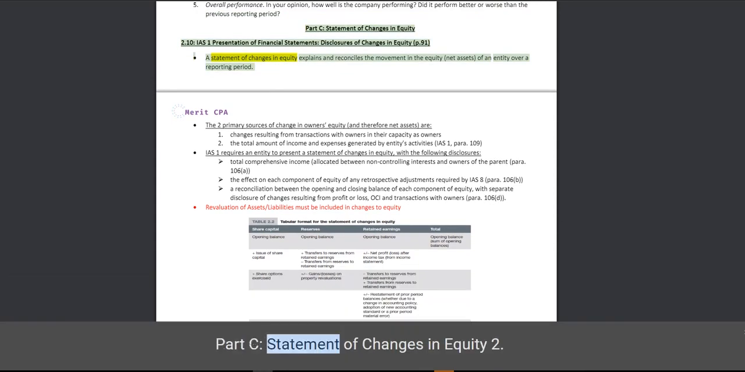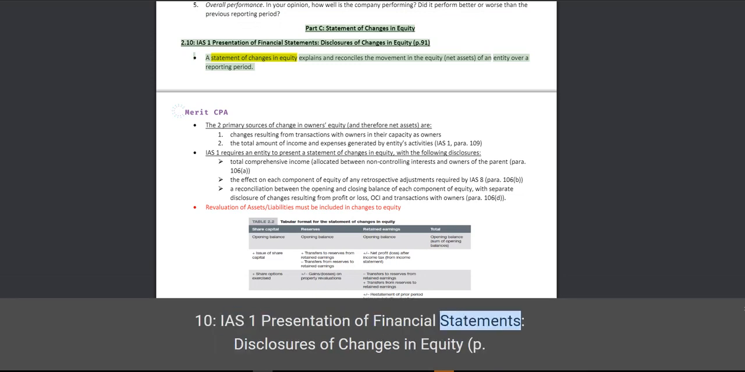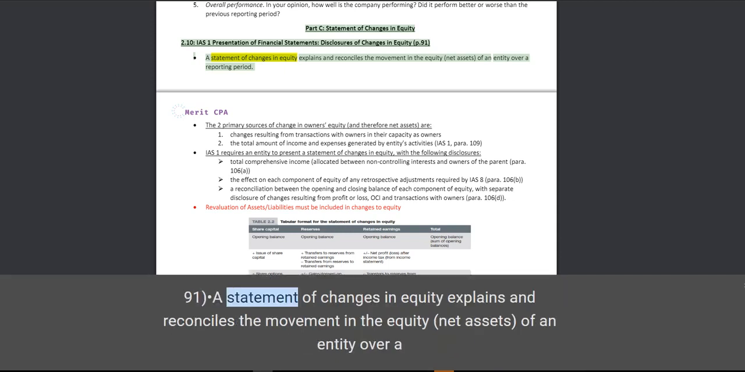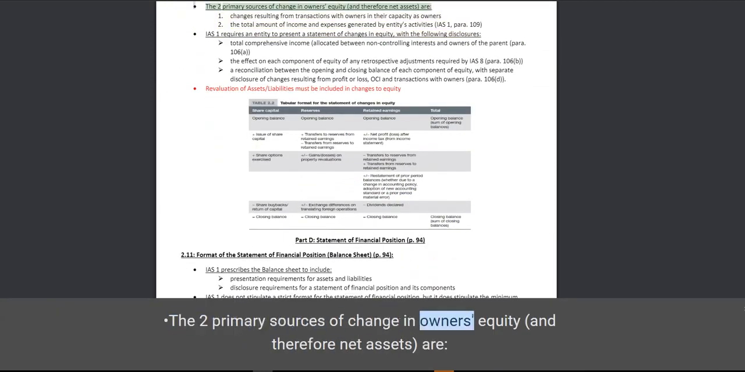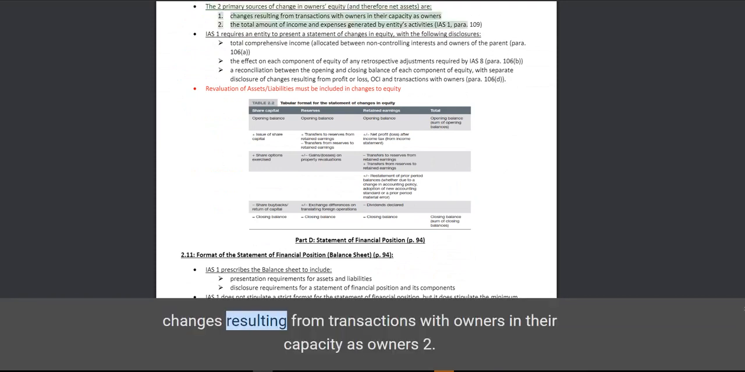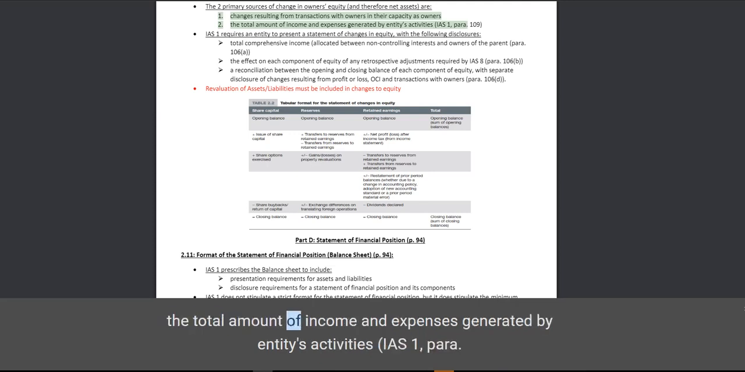Part C, Statement of Changes in Equity. 2.10. IAS 1 Presentation of Financial Statements. Disclosures of Changes in Equity, P.91. A statement of changes in equity explains and reconciles the movement in the equity net assets of an entity over a reporting period. The two primary sources of change in owners' equity and therefore net assets are: 1. Changes resulting from transactions with owners in their capacity as owners. 2. The total amount of income and expenses generated by entities' activities.